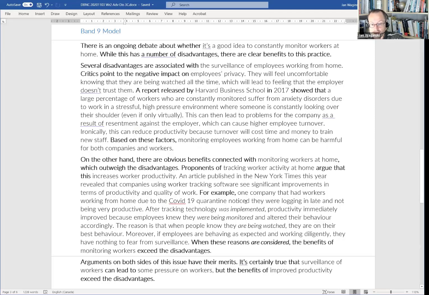Okay. I've also indicated here in italics a lot of examples of passive voice being used. There's a lot of passive voice in here, because we don't want to keep saying the employer implemented the technology. It's not necessary. So after tracking technology was implemented, when these reasons are considered, instead of saying when you consider these reasons. This is more appropriate because it's too obvious who you're talking about or who you're talking to.